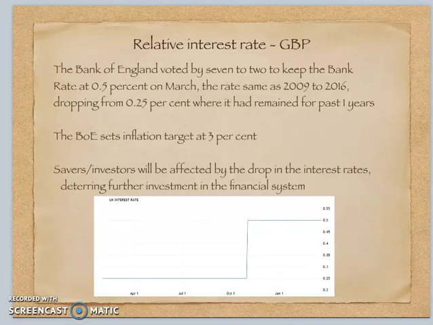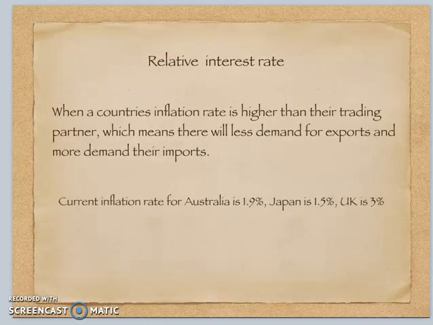The Bank of England voted by 7-2 to keep the bank rate at 0.5% in March, the same rate as in 2016, dropping from 0.25% where it had remained for the past 1 year. The Bank of England set inflation target at 3%, and savers and investors will be affected by the drop in the interest rates, deterring further investment in the financial system.